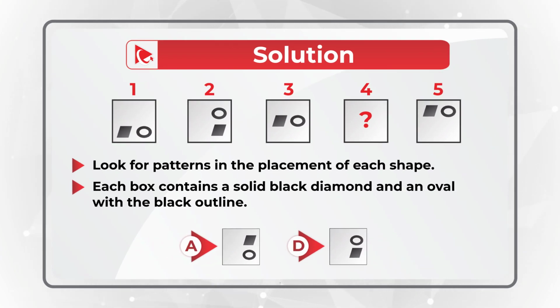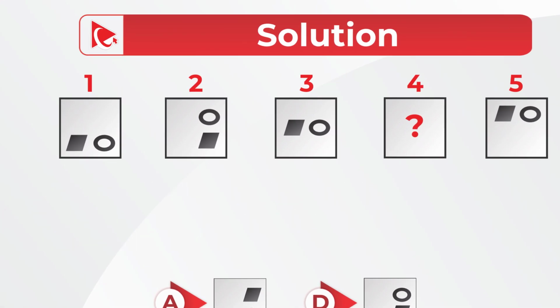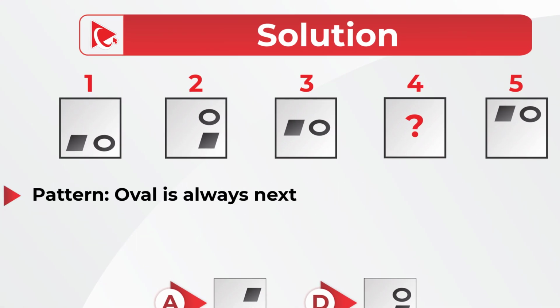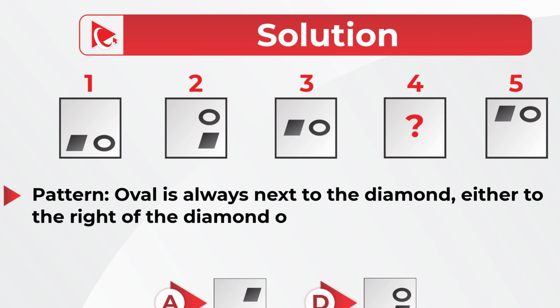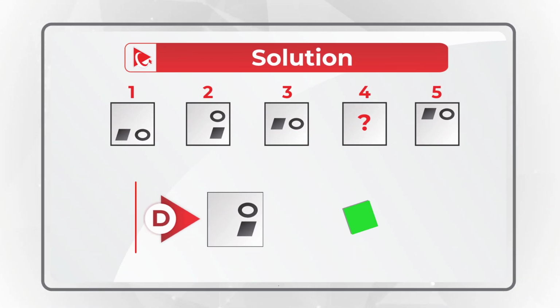To solve this puzzle and get to the correct solution, we need to detect the second pattern. And the second pattern is that the oval is always next to the diamond, either to the right of the diamond or on top of the diamond. Based on this information, the correct choice here is choice D.